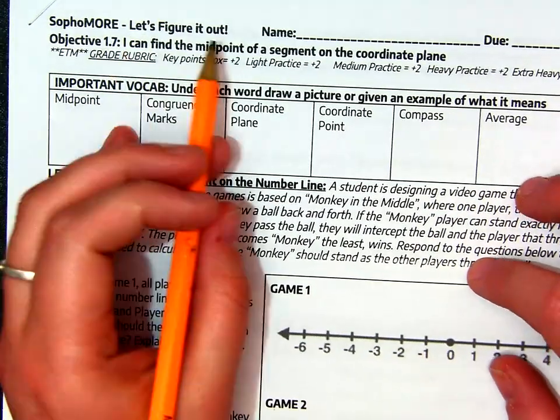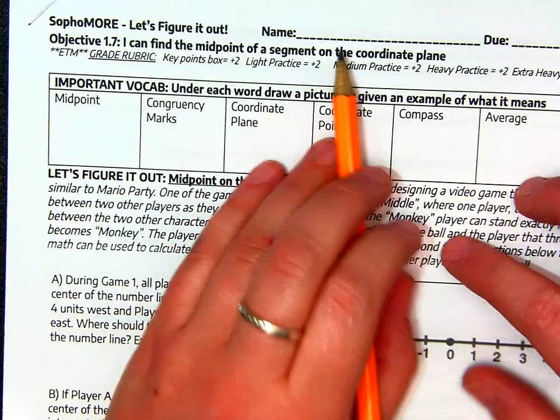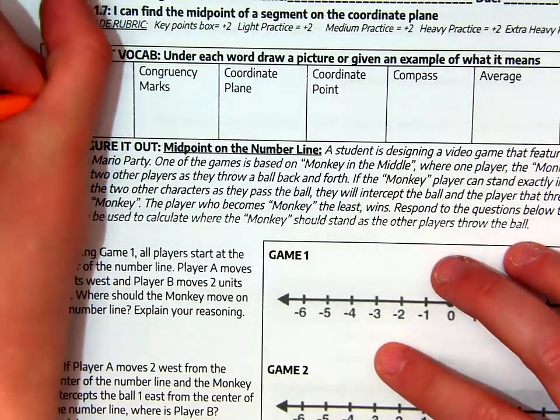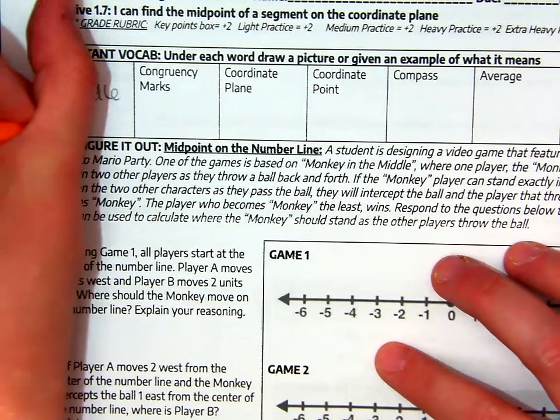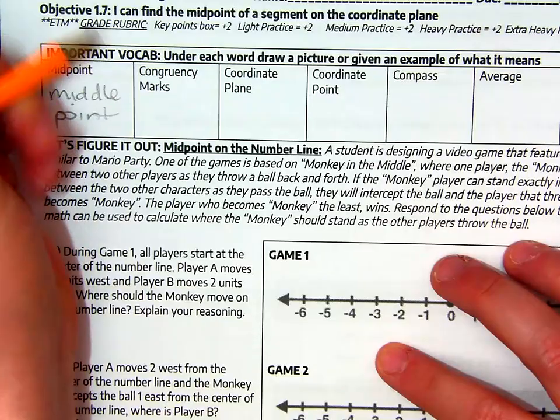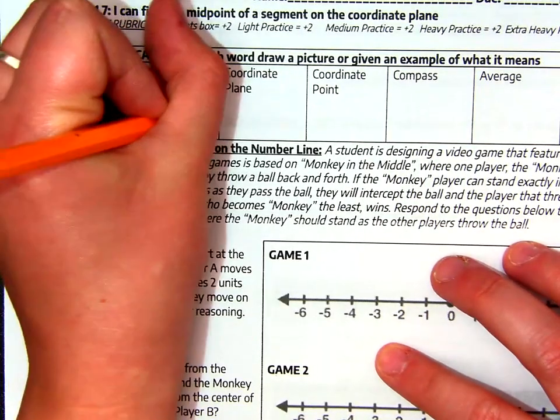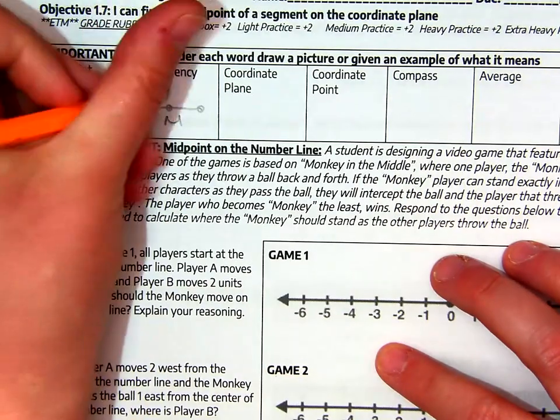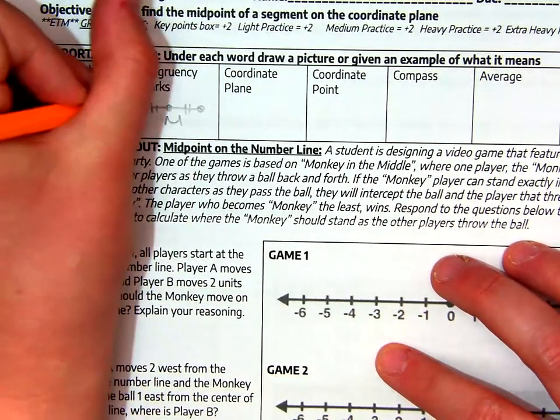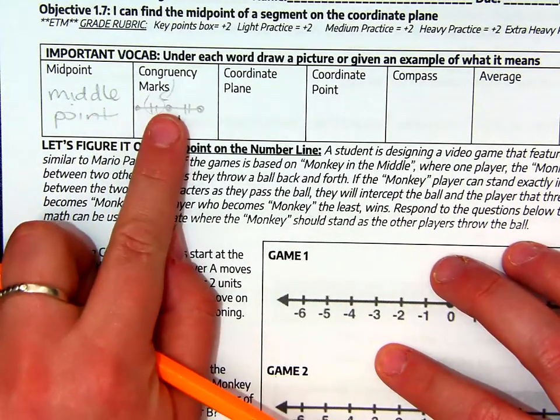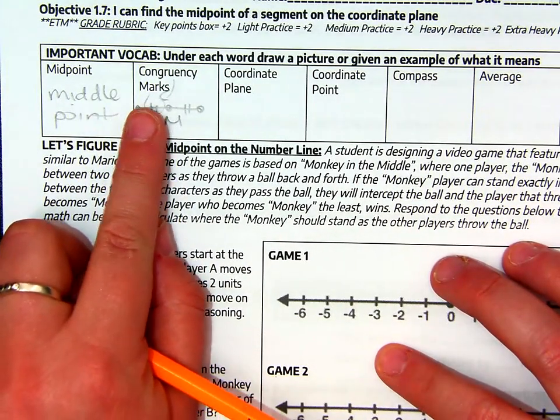We are finding the midpoint of a segment on the coordinate plane in this lesson. Let's start with our important vocab. So first, what is midpoint? That is the point that's in the middle. We can use congruency marks to show that. So if I've got a segment here and I place M in the middle, I can do these congruency marks to show that that point is really in the middle because these two segments then are the same length.